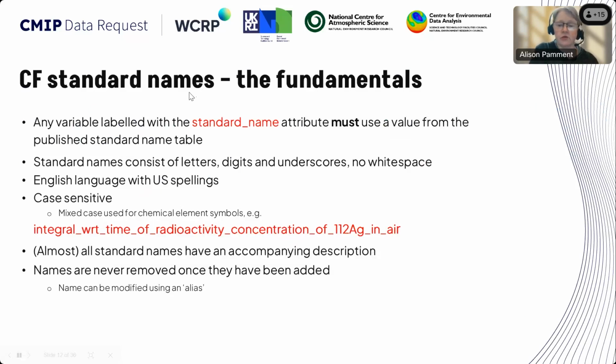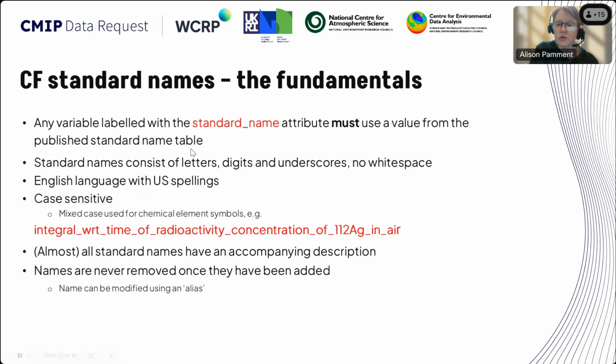So what are the basic rules for writing CF standard names? Well, first thing to say is if you have something labeled with a standard name attribute, which all CMIP variables should be labeled with in the end in the CMIP archive, then the value of the standard name must be drawn from the published standard name table.